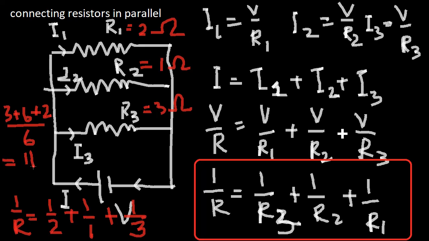Now mind this, that this 11 by 6 is actually 1 by R. So if we have to calculate R, we have to invert this. Since 1 by R is equal to 11 by 6, we shall have R equal to 6 by 11 ohm. So that is how you calculate the net resistance of resistors when connected in parallel.